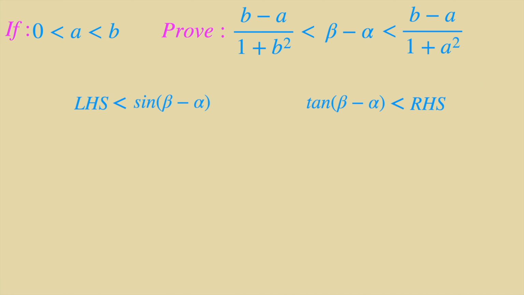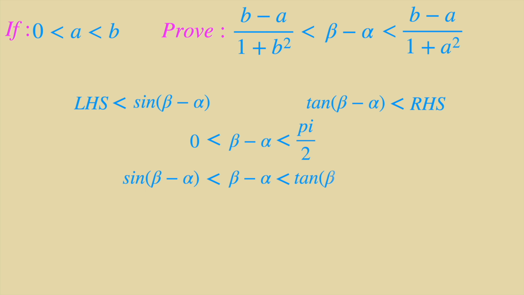Now let's look at what achievements we have got so far. The left-hand side is less than sine of beta minus alpha, and the right-hand side is greater than tangent of beta minus alpha. Is there something that impresses you? Keep watching and see the interesting thing happen. We have discussed that beta minus alpha is greater than 0 and is less than pi over 2, and there is a basic inequality: beta minus alpha is greater than sine of beta minus alpha and is less than tangent of beta minus alpha. If you are not familiar with that inequality, here are the tips.